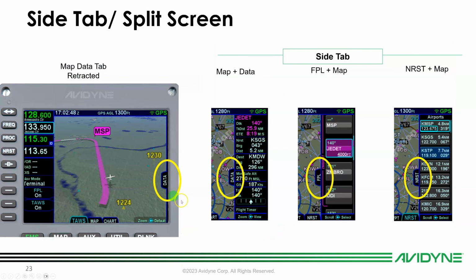There's also what we call a side tab, depending on the screen you're on. Here we're looking at the TAWS page, and if I hit that side tab, you'll notice the data blocks pop out. Or here we've got a flight plan plus map, and here we've got nearest plus map.